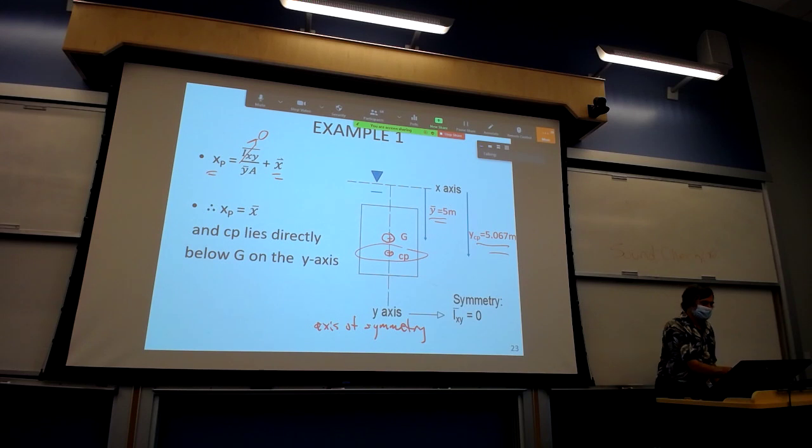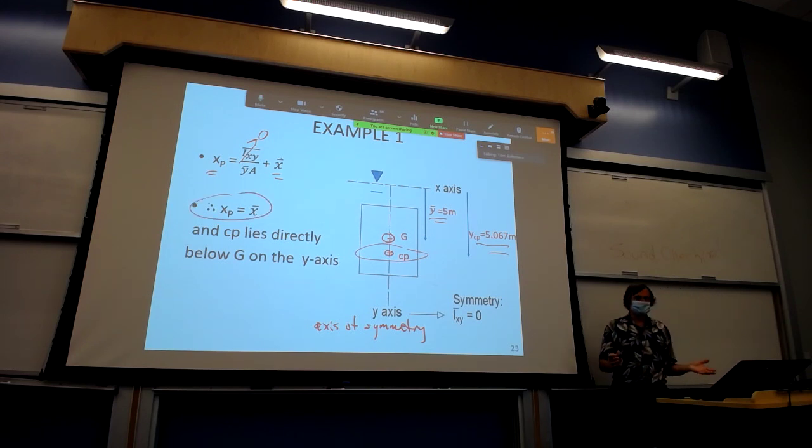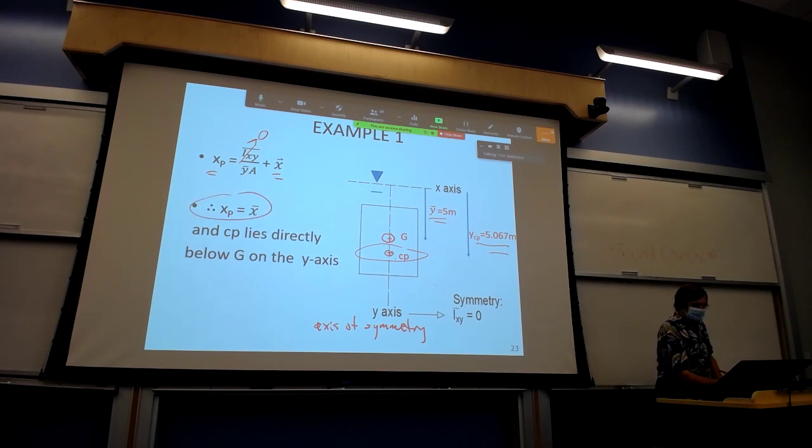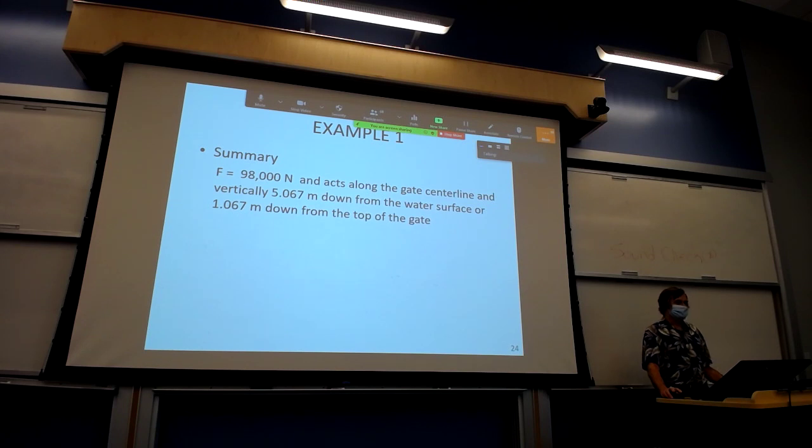So in this case, it's basically saying that this center of pressure has the same x dimension as G, or that center of pressure is directly below center of area on the y-axis. Got it? Right.